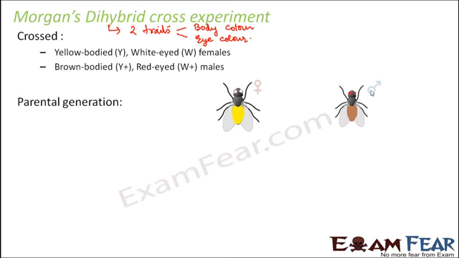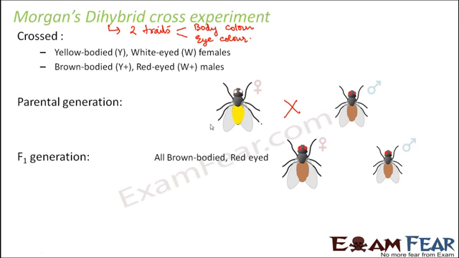Now when these two were crossed, what did you observe? In the F1 generation, you observed that all were brown-bodied, red-eyed. Here I told you that brown color is dominant over yellow color and similarly red color is dominant over white color. So in the F1 generation, it was again as per Mendel's rules. That is, the dominant trait was being expressed and the recessive trait remained hidden. So till F1 it was as per Mendel's rules of inheritance.